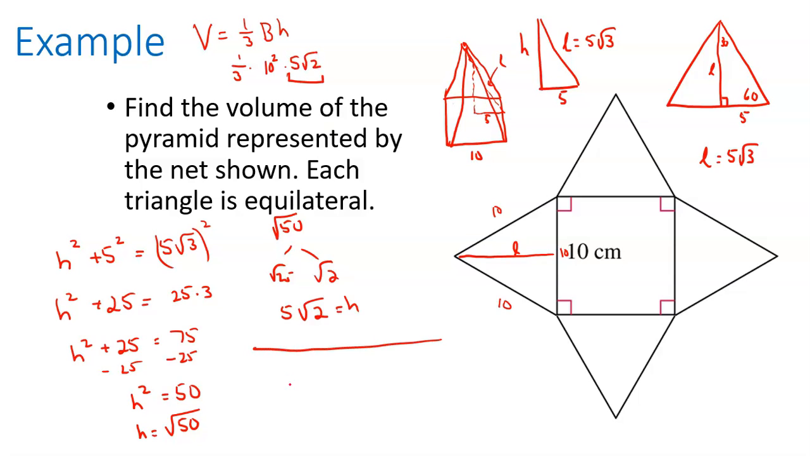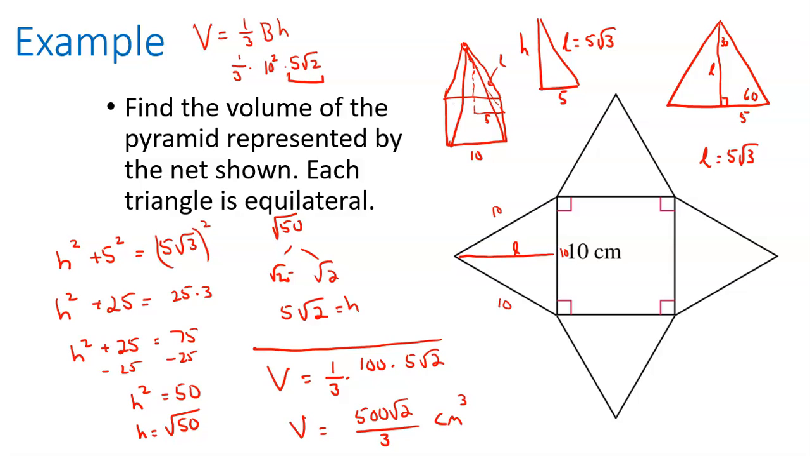So let's clean up that volume that I have up there. The volume is 1/3 times 100 times 5 square root of 2. So I don't think this simplifies nicely except to write it as 500 square root of 2 over 3 cubic centimeters. And then if you want a decimal approximation, you're more than welcome to throw it in and get a decimal approximation. But that's how you do that.